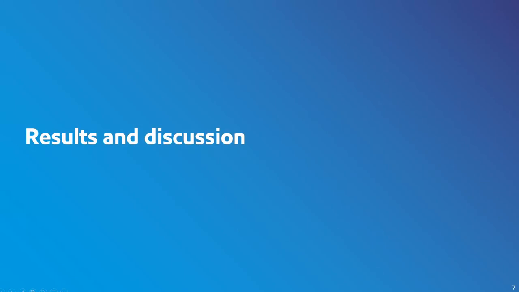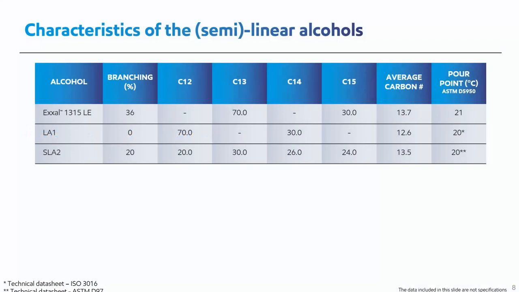Let's discuss now the results. Let's first start by reviewing the characteristics of the different alcohols investigated in this work. Three types of hydrophobes are considered. First, Exal 1315Le. This is a new semi-linear alcohol from ExxonMobil with 36% of branch material, based on 70 weight percent of C13 and 30 weight percent of C15 alcohol.